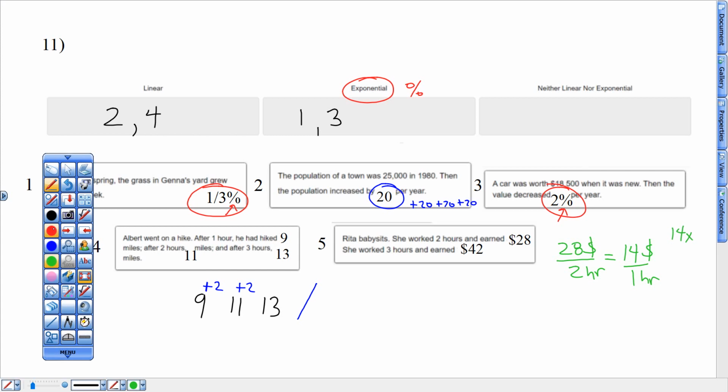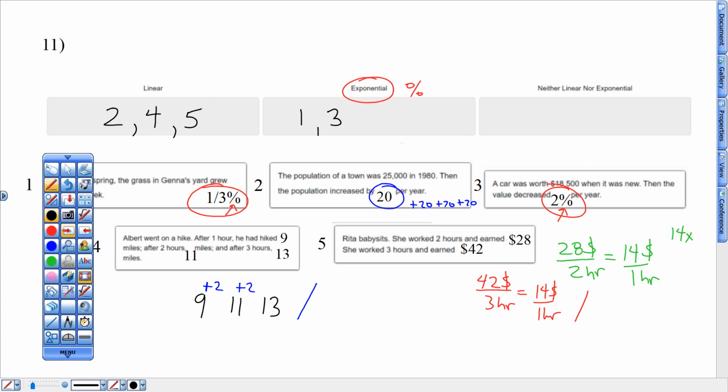Another one, I look at these two numbers and divide those two. And if those two are the same as 14, I know this is linear. If it's not the same as 14, it's not linear. So if I take 42 and divide it by 3, that gives me $14 per hour. They both have the same rate of change for that little section. This is straight linear. So I put number 5 for this situation, linear. So none of these is neither.